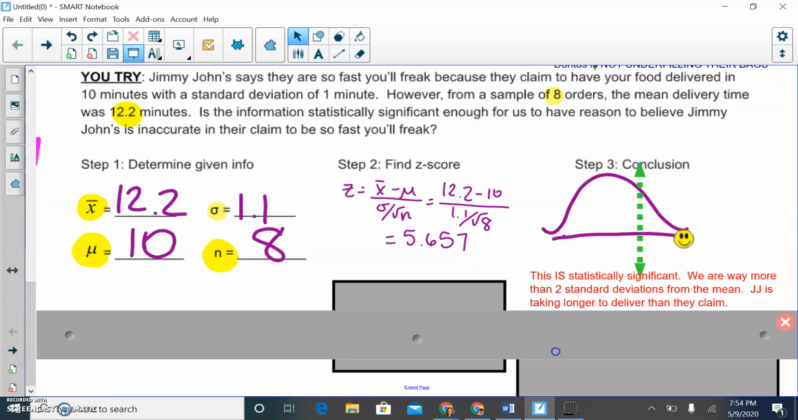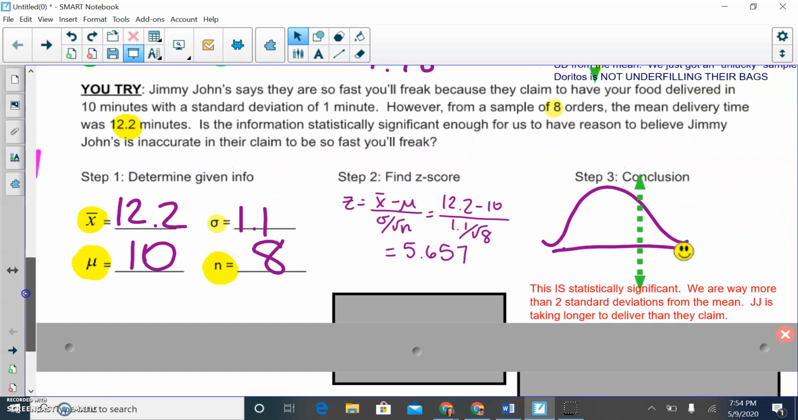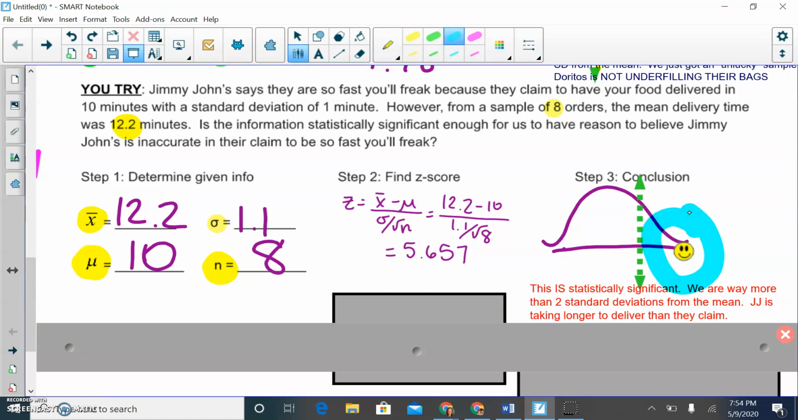When we take a look at that, this is statistically significant. Once again, my green line is showing you that 2 standard deviations from the mean. We are so far past that. So we are in that statistically significant region where we're so much greater than 2 standard deviations from the mean. This is so unusual to have happened by chance that we think that Jimmy John's is truly taking longer to deliver their food than they're claiming. So once again, we're comparing. If we are past that boundary, that's telling us, yes, it is statistically significant.